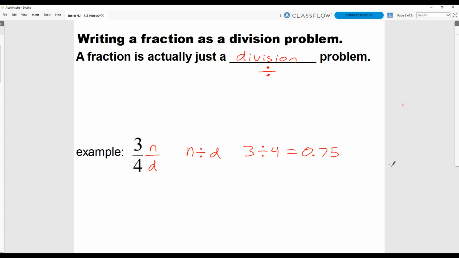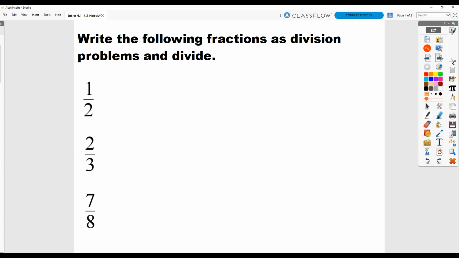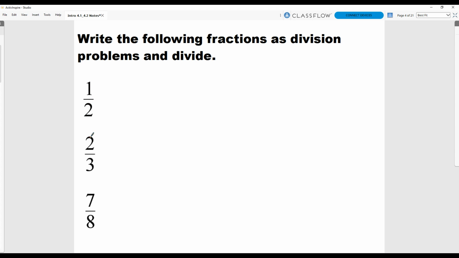We're going to go through some other examples of that. We're going to take fractions, write them as a standard division problem, and then divide them and see what we get for a decimal answer. Let's take a look at these examples here. All fractions everywhere are actually just a division problem written vertically. You always have your numerator on top and your denominator on the bottom, so it's your numerator divided by your denominator, n divided by d.